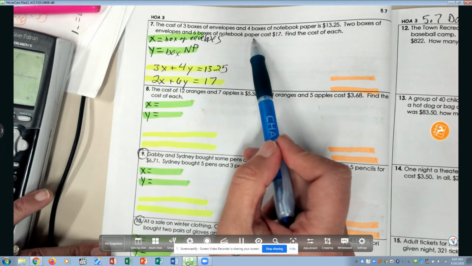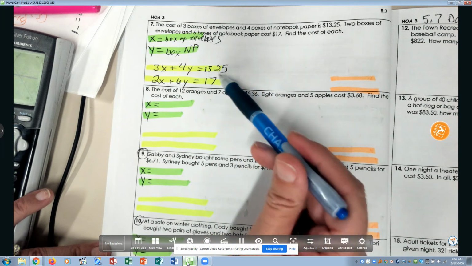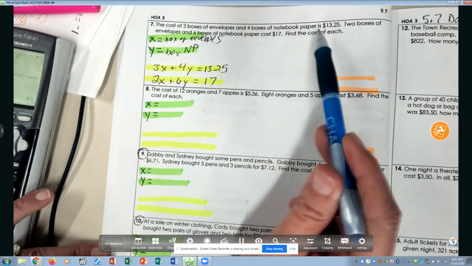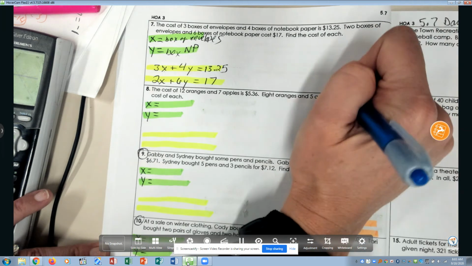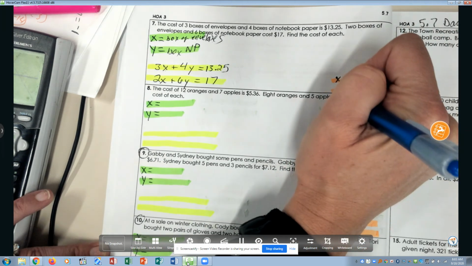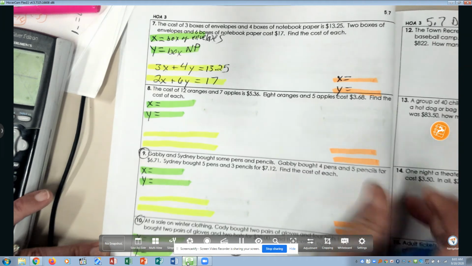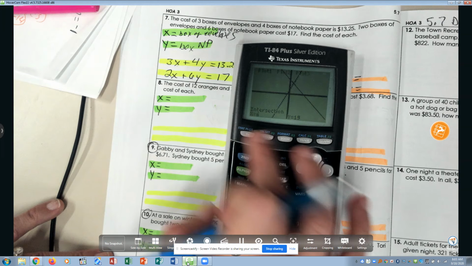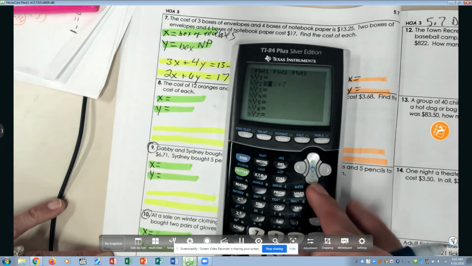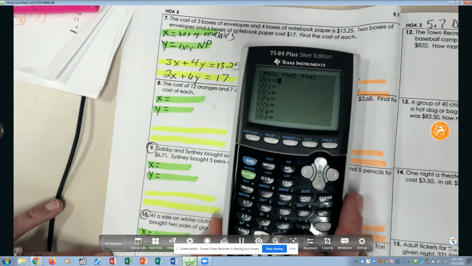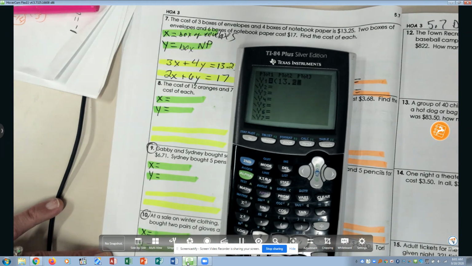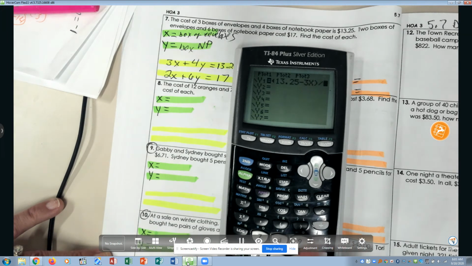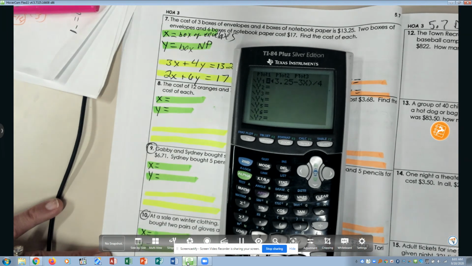So this is a very common type of system where it produces a system with both equations in standard form. What they wanted us to do is find the cost of each. So what is the cost of a box of envelopes? What is the cost of a box of notebook paper? Well, luckily you have this beautiful thing called a calculator, so you don't have to mess around with the calculations. You could just find the cost of each. So $13.25 minus the x term, divide by the coefficient of y.